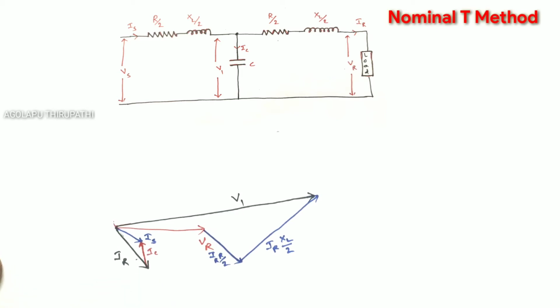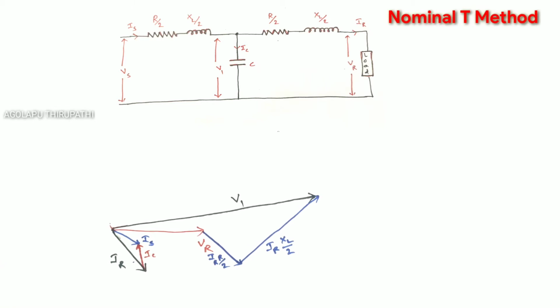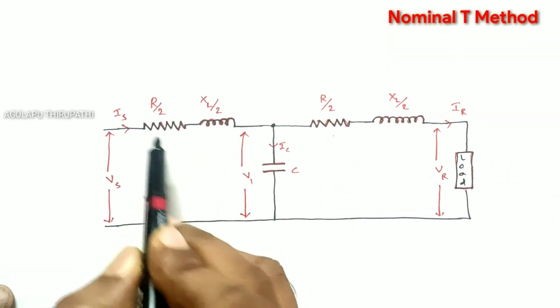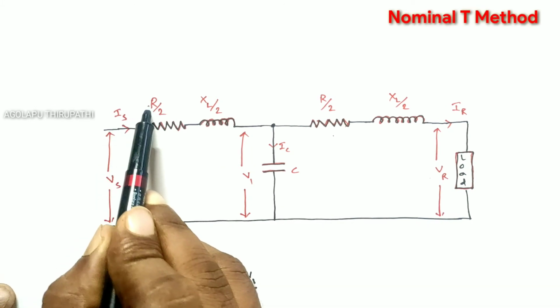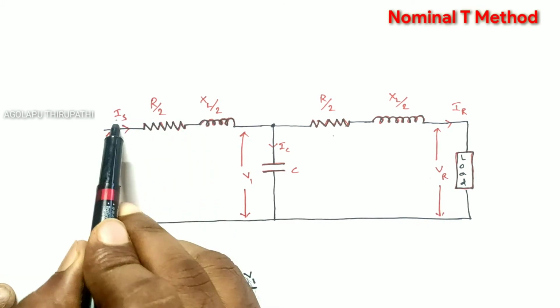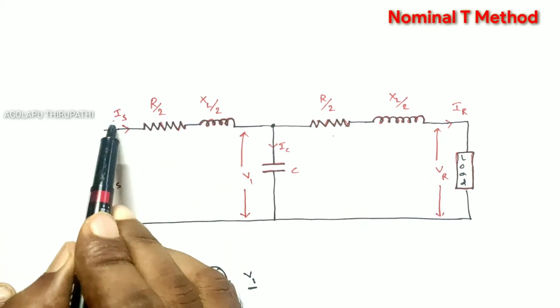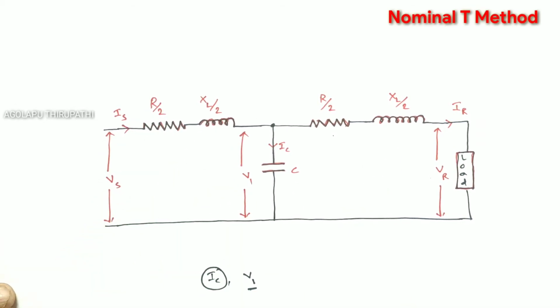So this is the sending end side. From this, the sending end current is equal to IR plus IC, the vector sum of IR and IC, right? After that, draw the remaining two drops. So add these two drops. First add the IS R by 2 vector and the IS XL by 2 vector. First I am taking this IS R by 2 vector.